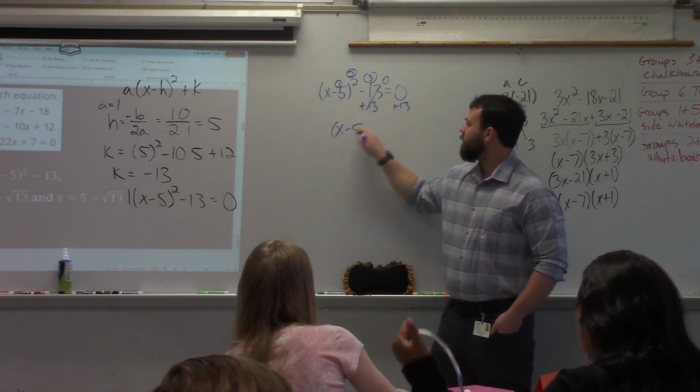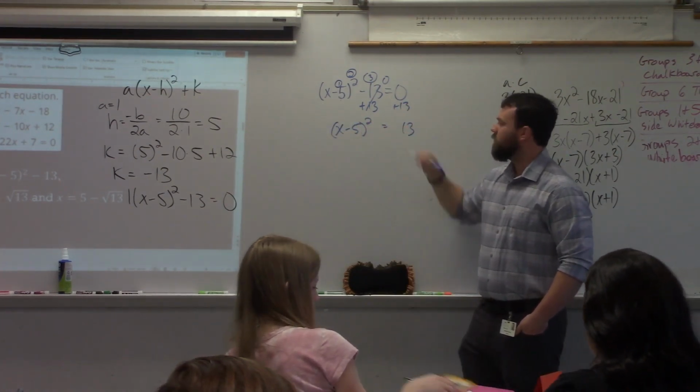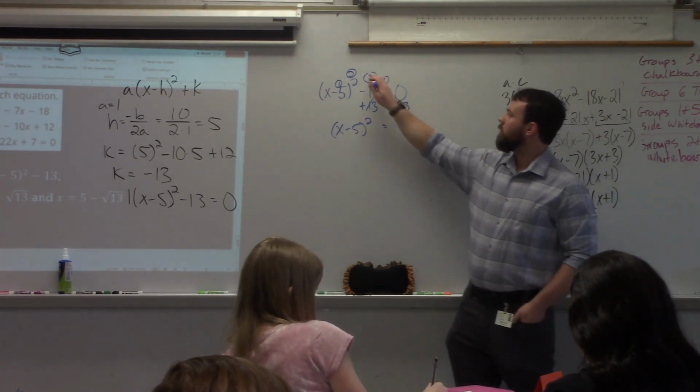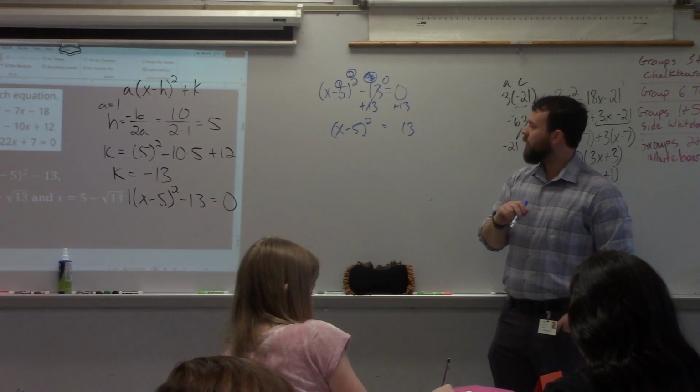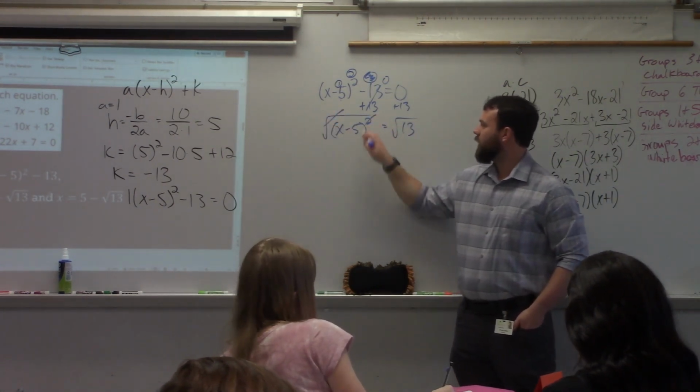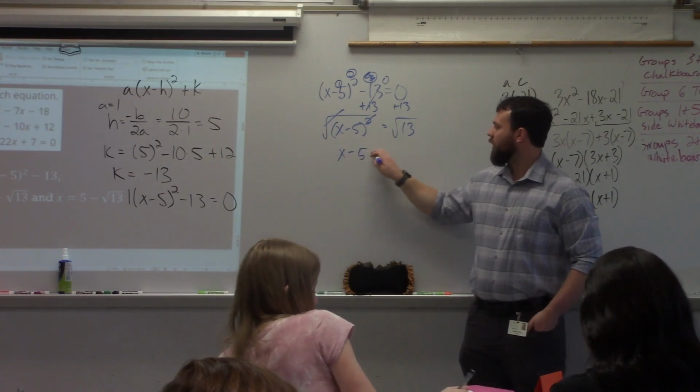x minus 5 squared equals 13. Now what's the last operation? We took care of this one. The square, so I need to square root. Remember both sides, the square root cancels the square. x minus 5 is equal to?